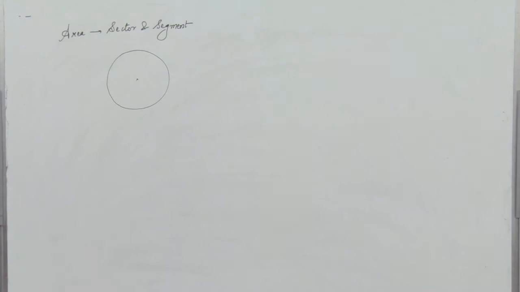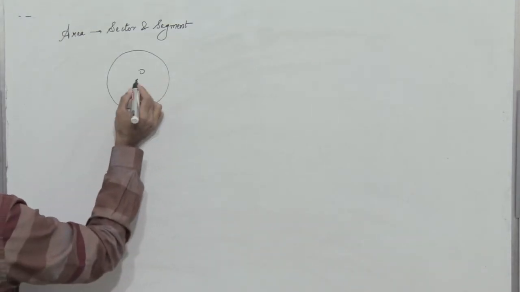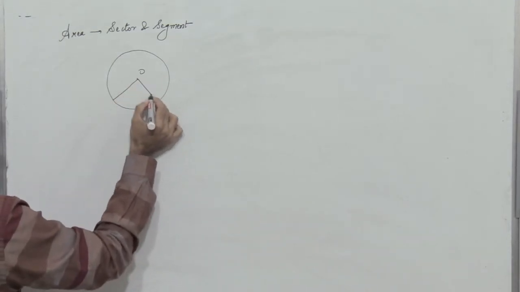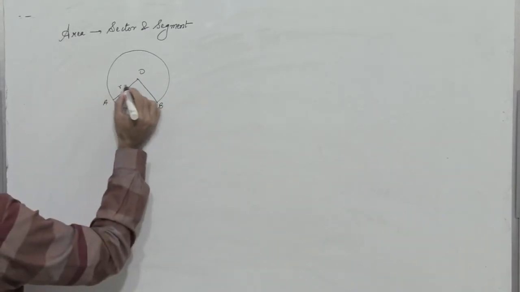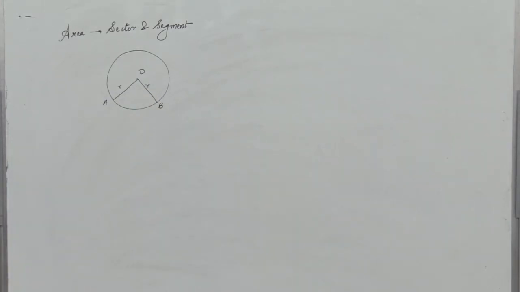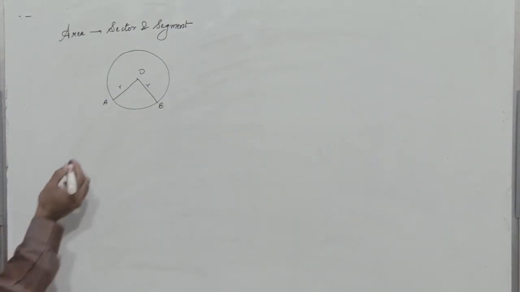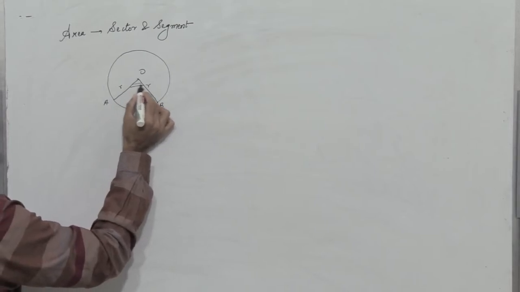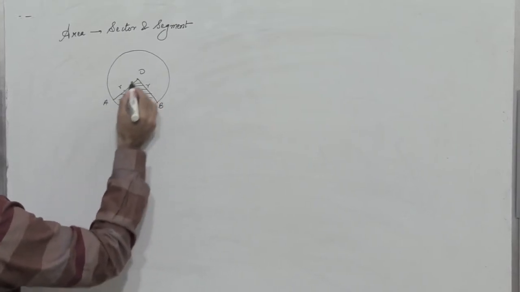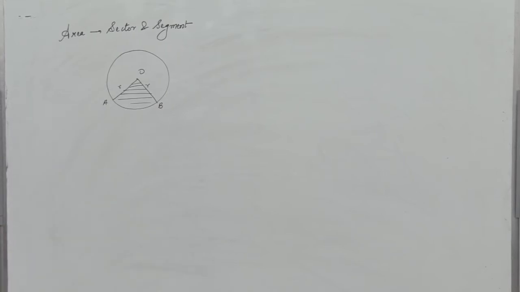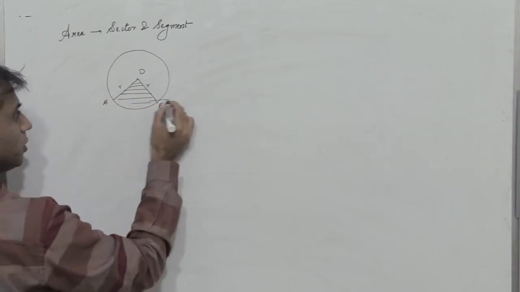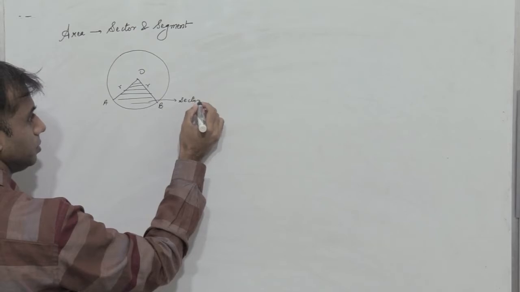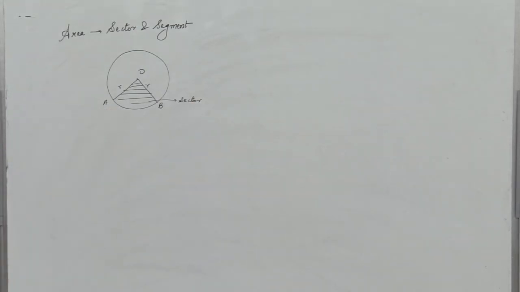So here I have considered a circle with center O. I have drawn two lines OA and OB. So OA is of course the radius of the circle and OB also is the radius of the circle. So now there is a region which is enclosed by the two radii OA and OB and an arc AB, right? So if you have a portion of a circle which is enclosed by two radii and an arc, that region is referred to as a sector.